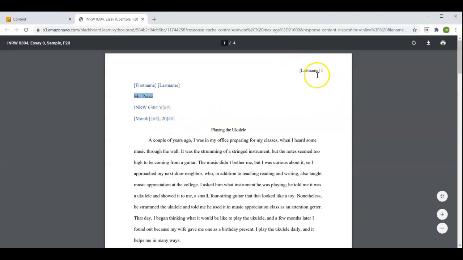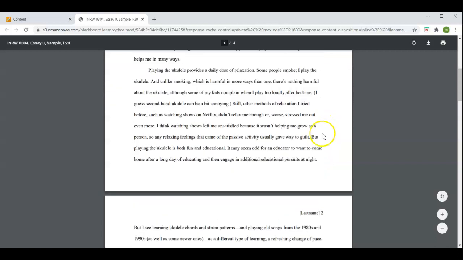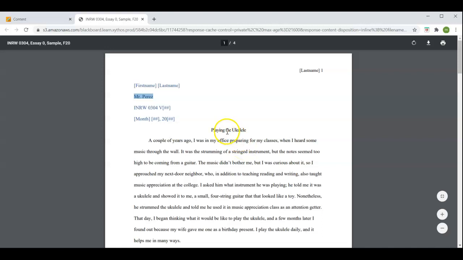And then over here, you would create a little header, right? I'm not going to go into the tutorial how to create these things right now. But when you do create it, you will put your last name and then the page number, right? And then your last name and page 2. This, if you do it right, should be produced automatically. So this is my essay, all right?